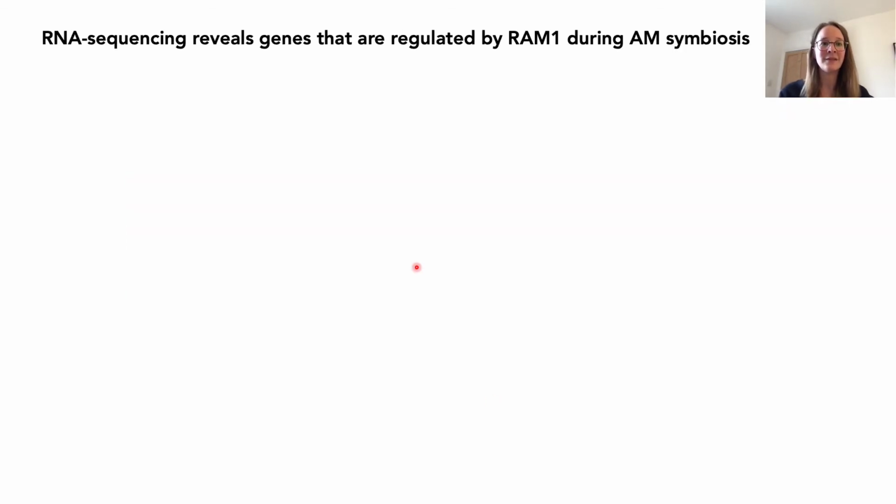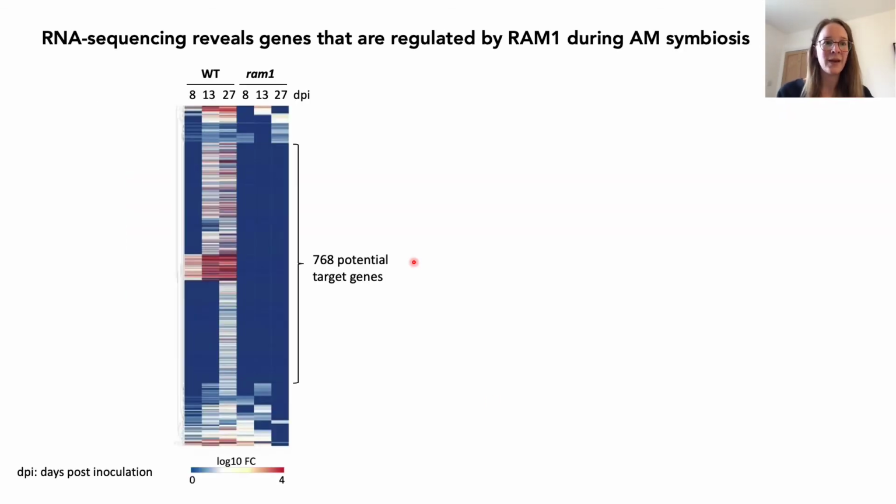The result you can see on this slide, a heat map that shows the log 10-fold change of gene expression. Each row is a particular gene, and if it's blue, it means it's not at all induced during a particular time point, but if it's red, it means it's highly induced. You can see in a wild type that a number of genes are induced at 8 days, more at 13, and the most genes at 27 days after inoculation. But in a RAM1 mutant, there are 768 genes that are not induced at all. These are exactly the genes that we're most interested in, because these are the potential target genes.